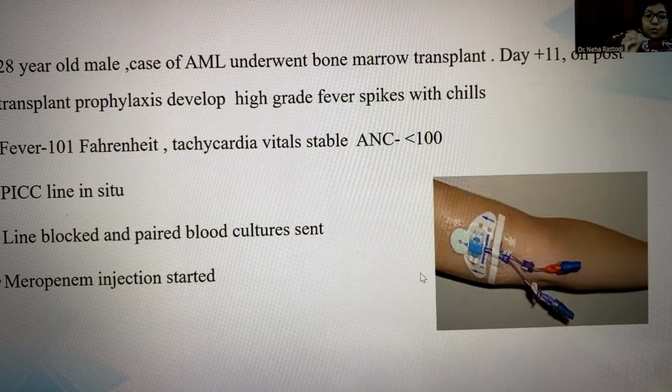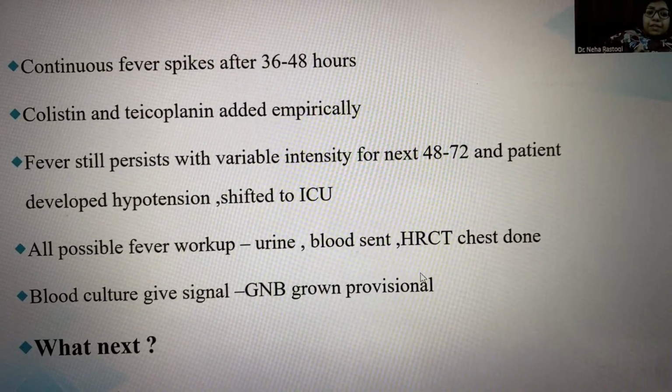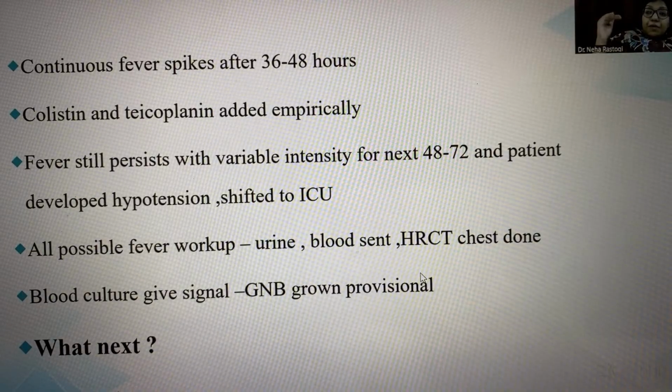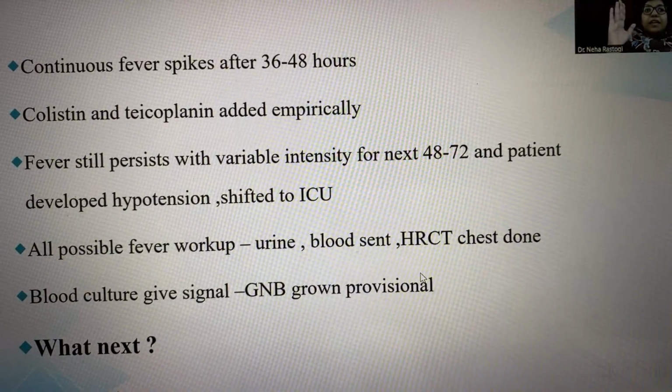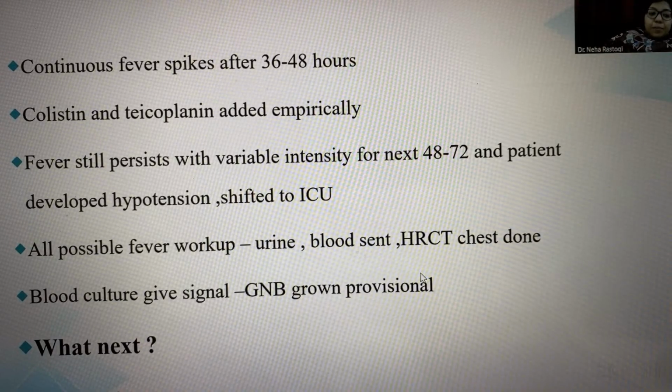The line is in situ and gets blocked, you draw paired blood cultures, and you start a particular set of antibiotics. Antibiotic choices differ from center to center, and your antibiogram is a major determining factor in what antibiotic you start. Even on meropenem, the patient has continuous fever spikes. Most of the time, we all know that culture positivity is still not up to the mark, in the zone of 40 to 50%, and in the febrile neutropenic category it decreases to even 30%. So, most of the time empirically, you add teicoplanin and colistin.